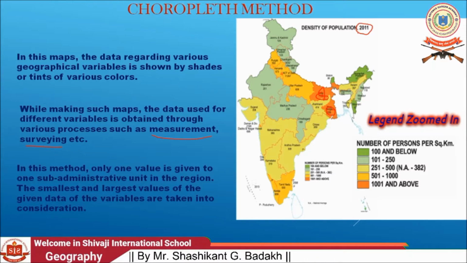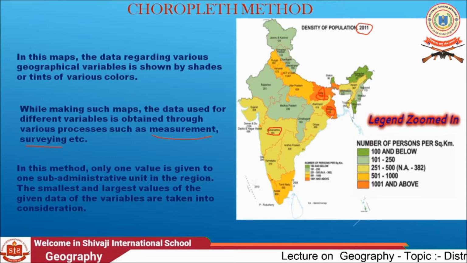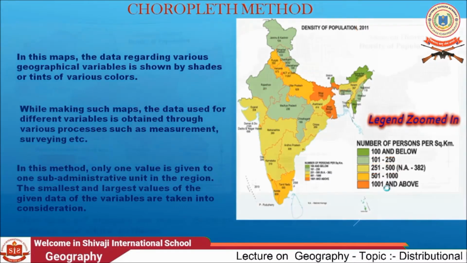The smallest and the largest value of the given data of the variables are taken into consideration. See students, in this method only one value is given to one sub administrative unit. Suppose Maharashtra is the administrative unit, so here only one value, that is 251 to 500, is assigned. Here you can see the Rajasthan state, 101 to 250. And one more important thing is that the smallest and the largest values are taken into consideration, means you can see the smallest value is 100 or below and the highest value is 1000 and above.